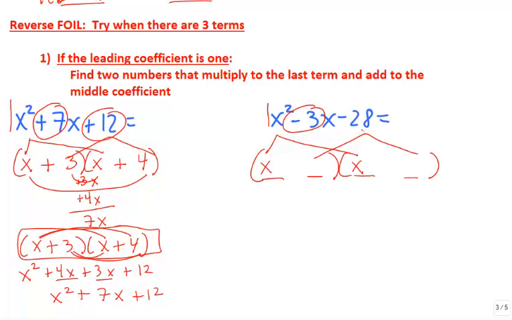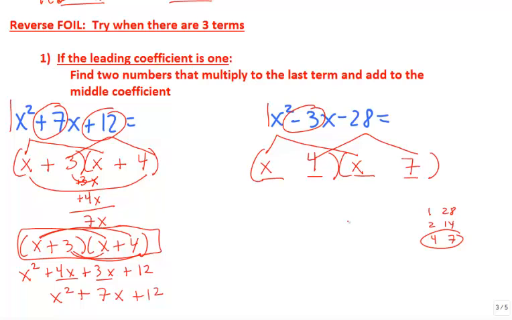So let's think about the factors of 28. 28 is 1 times 28, it's 2 times 14, or it's 4 times 7. And 4 and 7 have a difference of 3, so that looks like a potential candidate for what numbers I should use here and here. So let's put 4 here and 7 here.